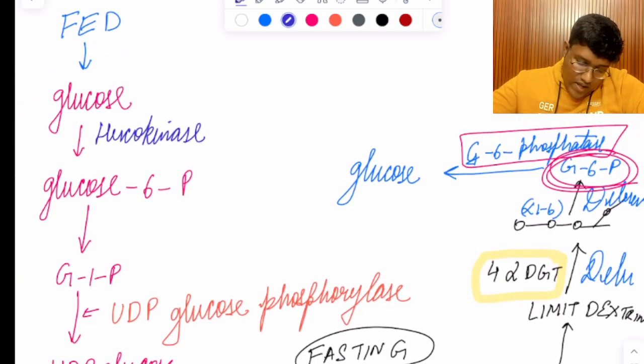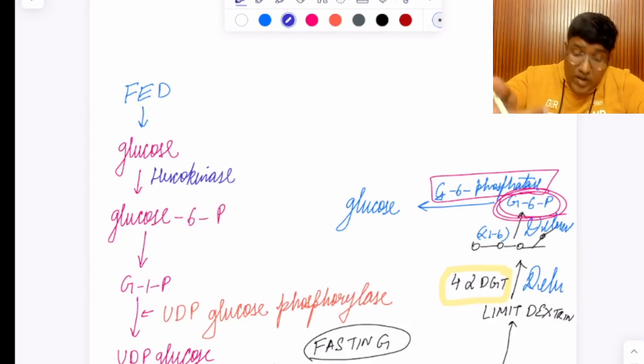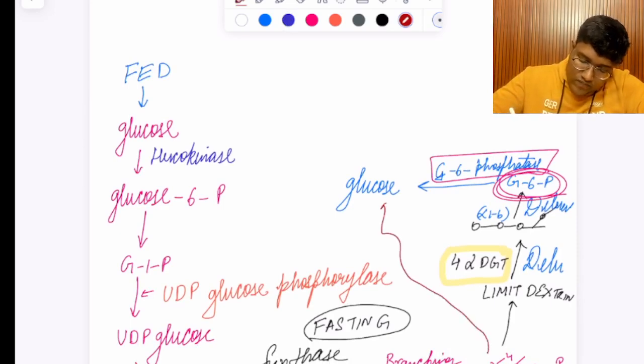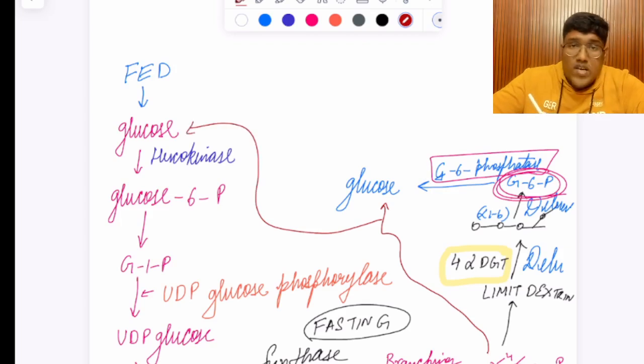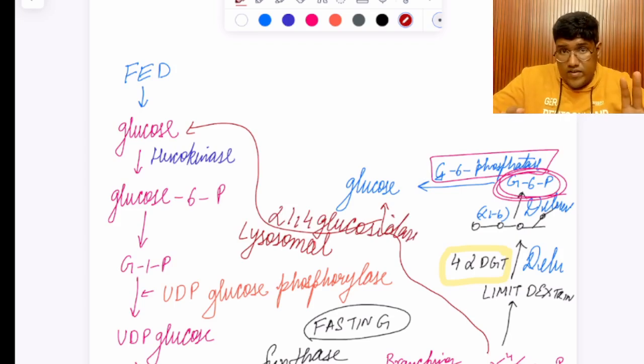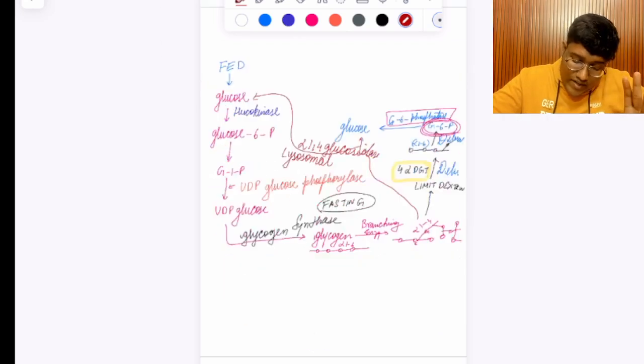Oh, I guess I have not mentioned another pathway to burn. What happens is this glycogen can directly become glucose by a pathway called lysosomal. This only occurs in the lysosomes. Lysosomal alpha 1,4 glucosidase. So this occurs in the lysosomes. Just to remember, this is the only pathway occurring in lysosomes.